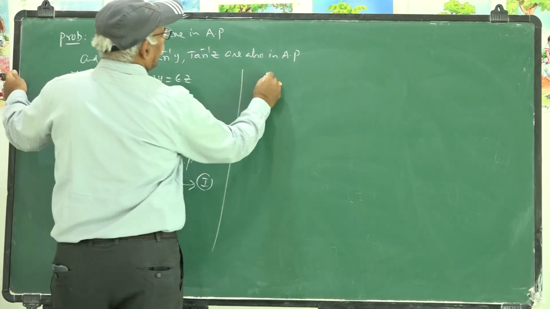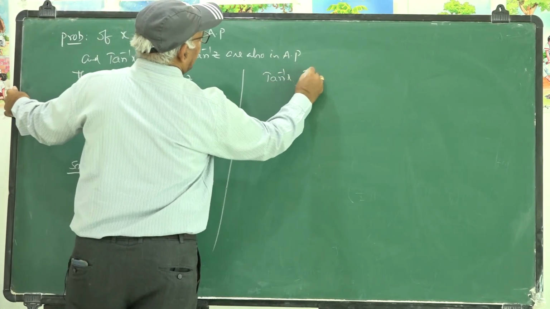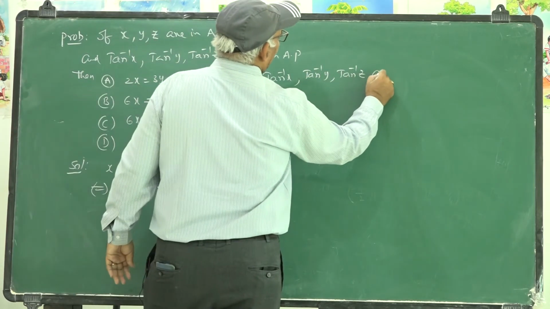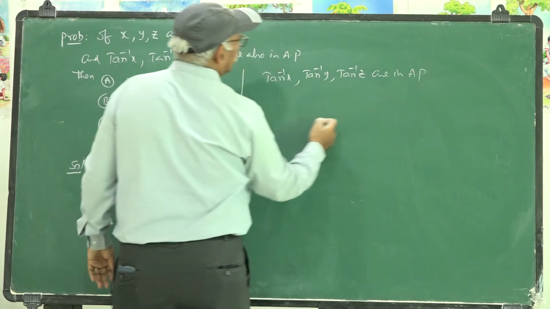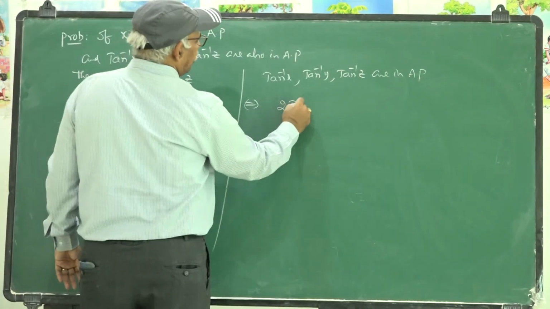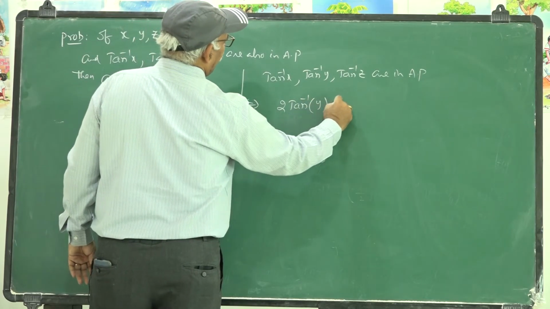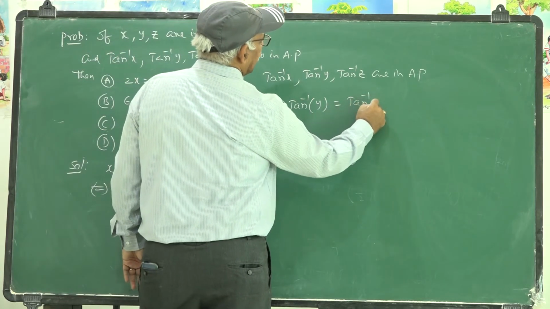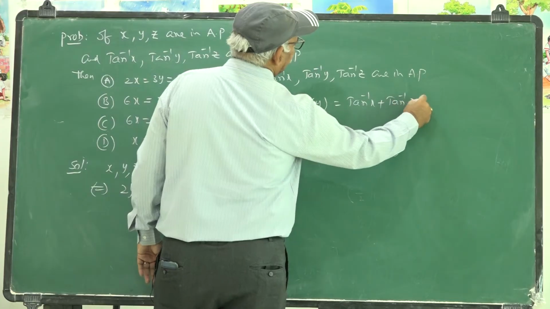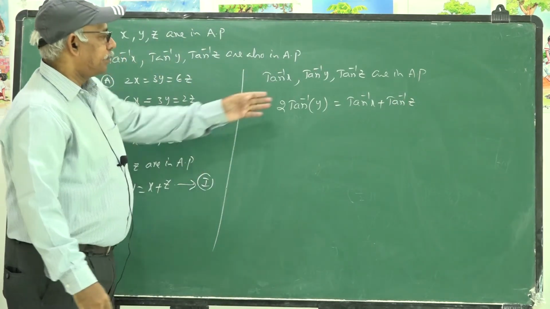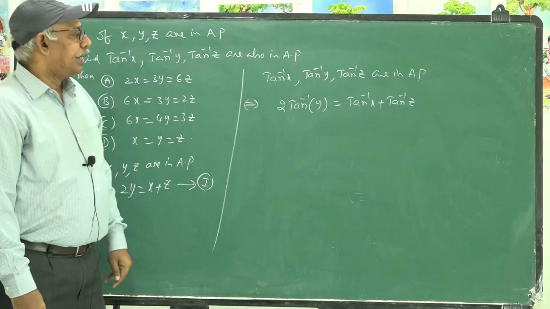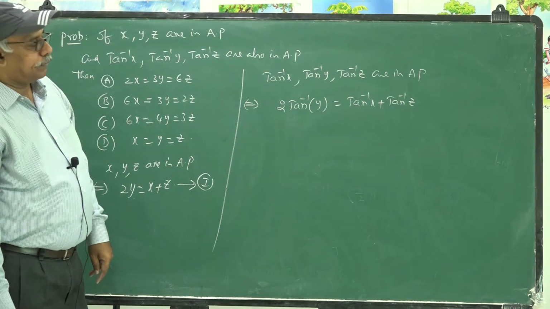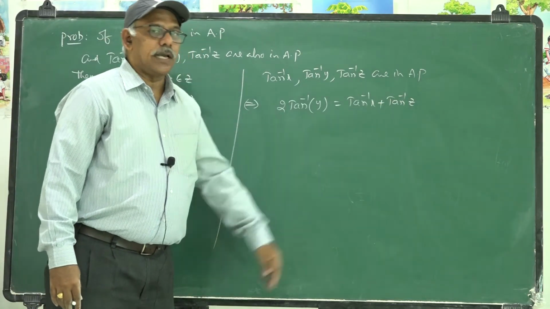Similarly, tan inverse x, tan inverse y, tan inverse z are in AP. That implies 2 tan inverse y equal to tan inverse x plus tan inverse z. The same analogy that we can extend to the terms. So 2 tan inverse y equal to tan inverse x plus tan inverse z.